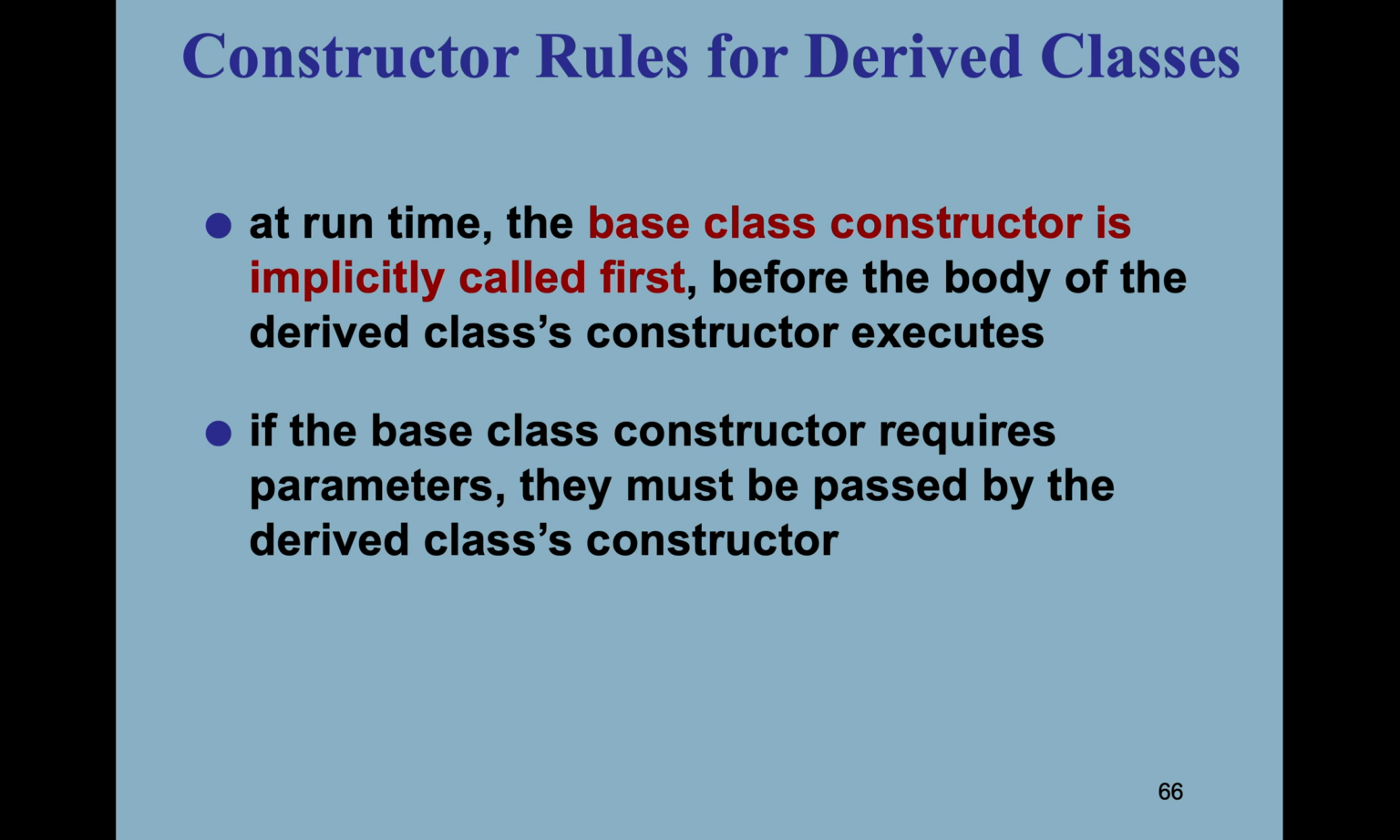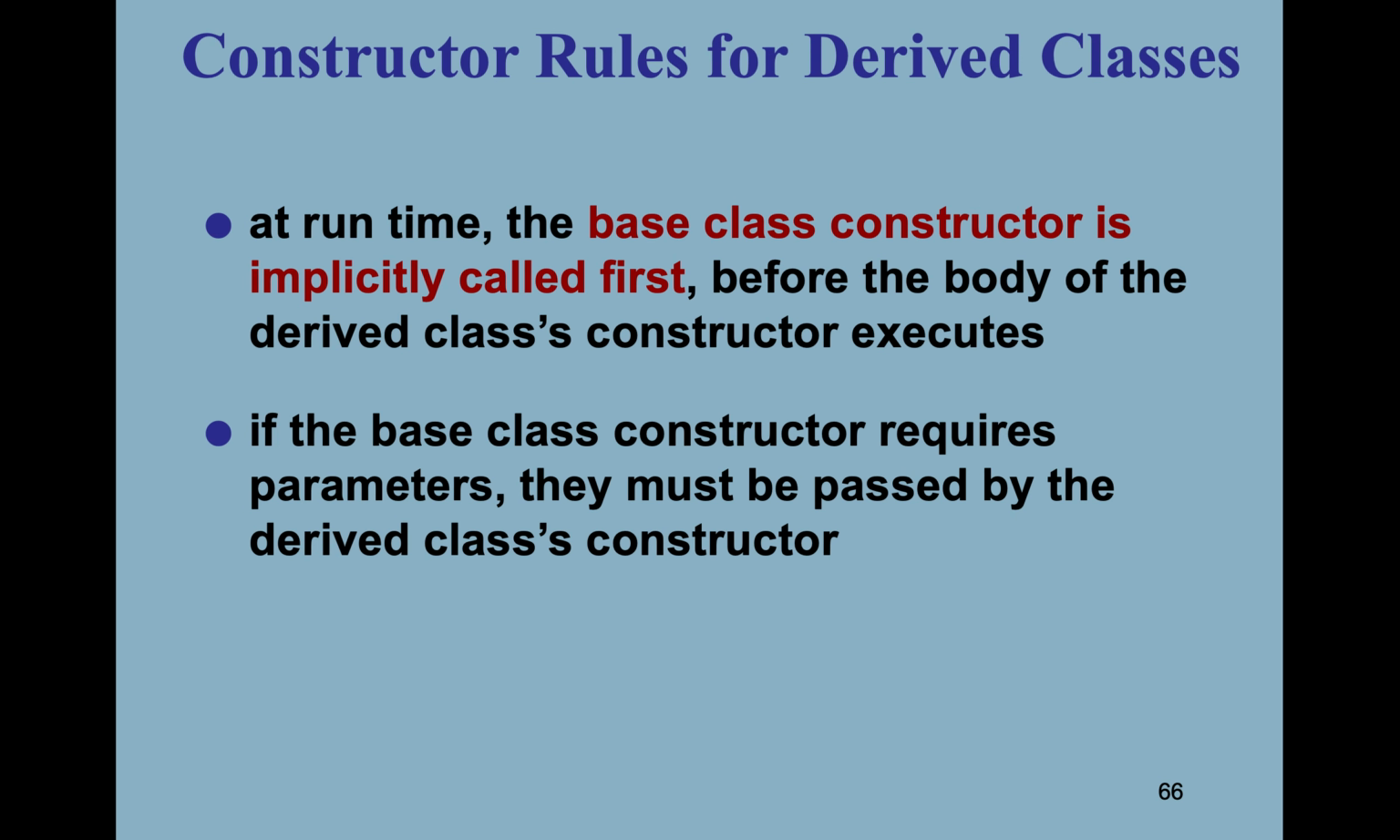So if the base class constructor requires parameters, they must pass them back to the derived class's constructor. So you go super, and then inside of super, you put the parameters that belong to the base class so that the derived class can collect them, super them back to the base class. The base class can invoke the constructor, run, and then the derived class constructor runs next. So the constructors run in the order of the hierarchy.